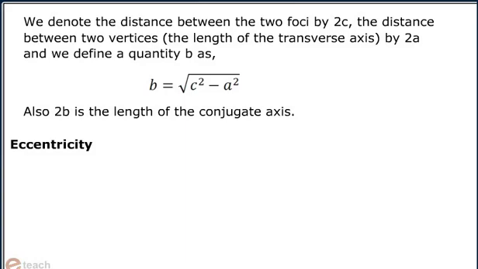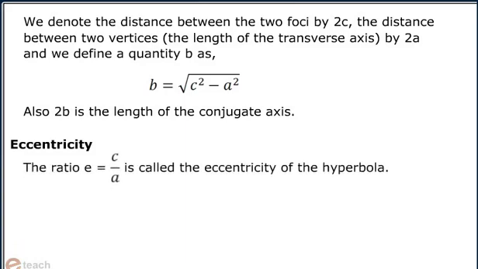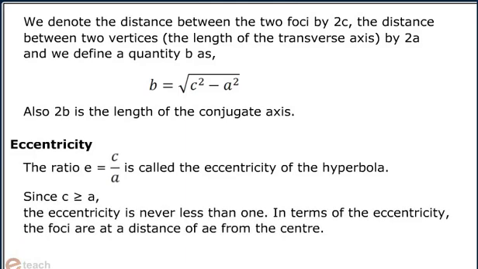Eccentricity. The ratio e equals c by a is called the eccentricity of the hyperbola. Since c is greater than or equal to a, the eccentricity is never less than 1. In terms of the eccentricity, the foci are at a distance of ae from the center.